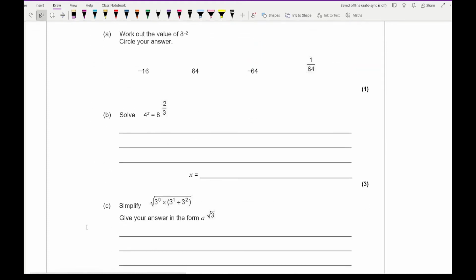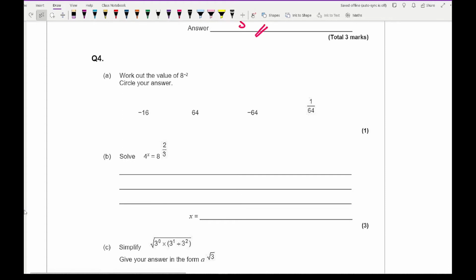Moving on to question 4, it says work out the value of 8 to the power of minus 2. So again with a negative power, that's going to be 1 over 8 squared, which is 1 over 64, which is our fourth option.